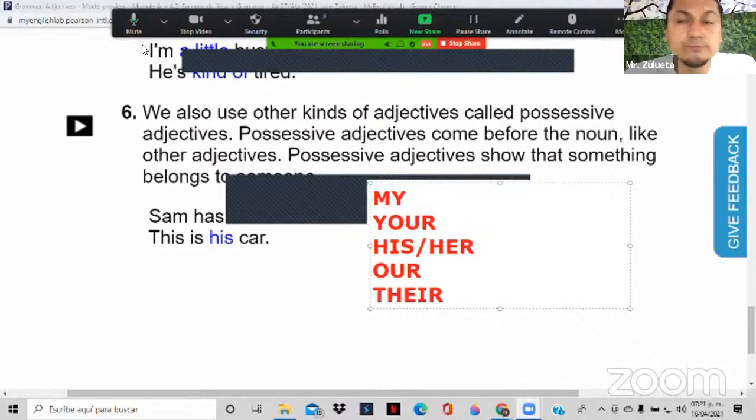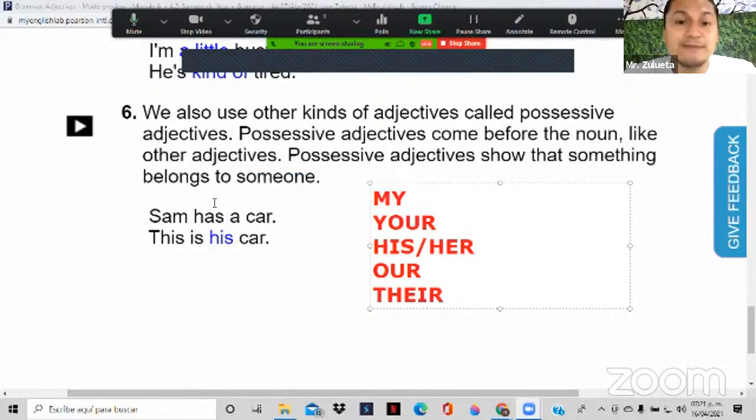My car is blue. Your house is red. His teacher is intelligent. Her mom is tall. Our course is long. Their course is shorter. Okay, so these are the possessive adjectives: my, your, his, her, our, their. Good. So let me clear that out.